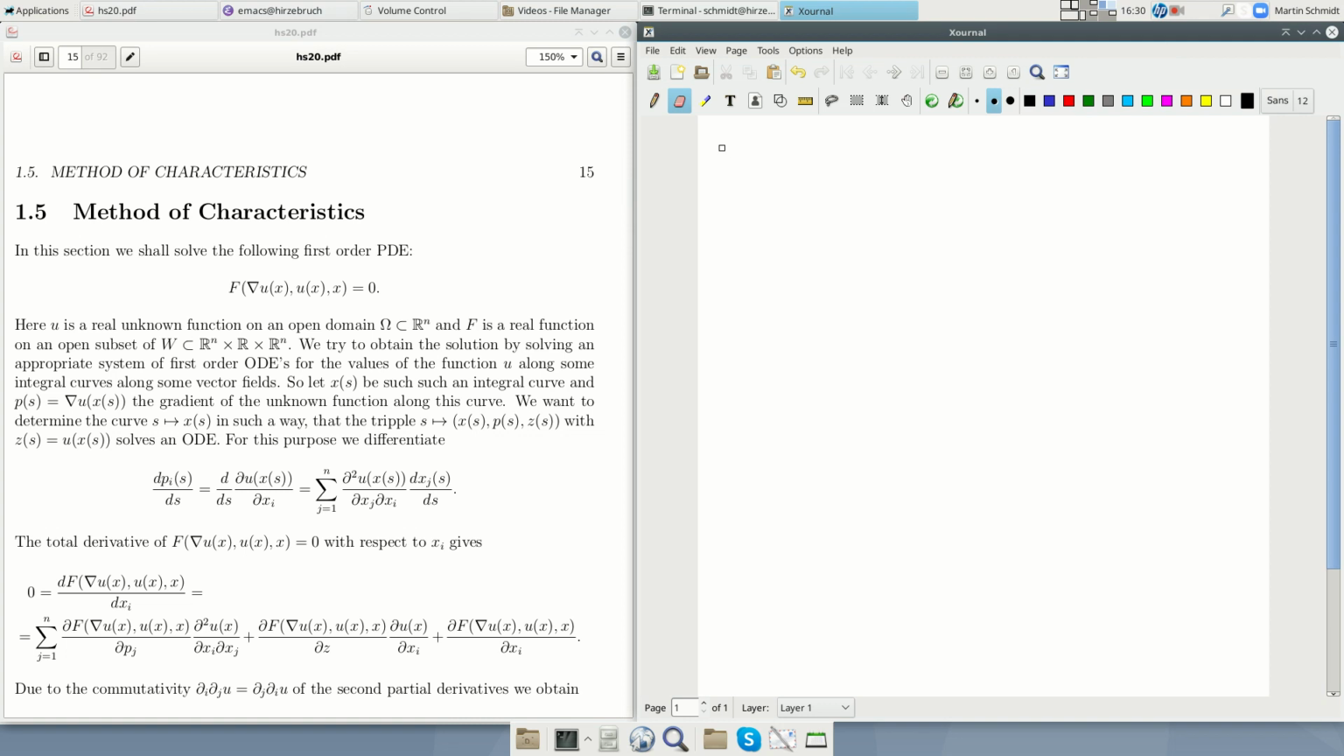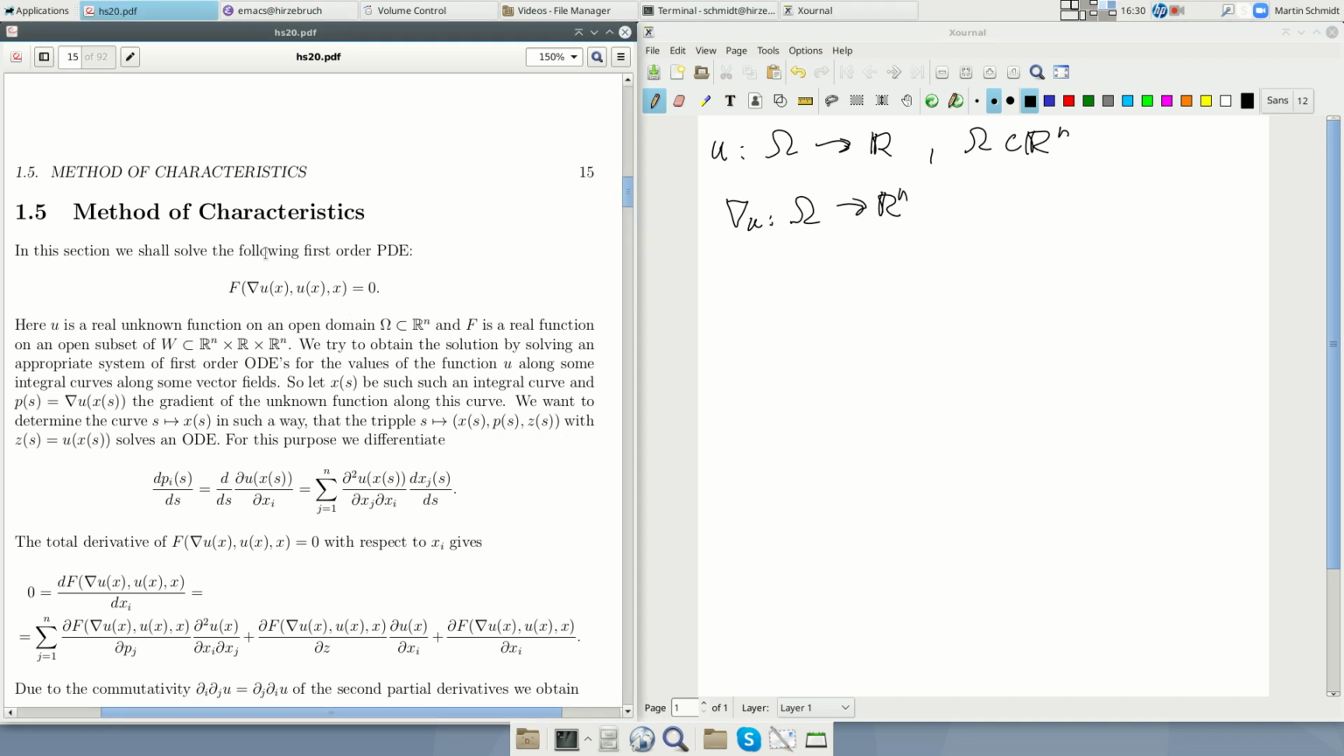So the unknown function u is a real valued function on an open domain in Rn. Omega we call this domain. And then the gradient u is of course a function going from Omega to Rn, so it's a vector field. And x is a vector, so this expression here is now well defined. Also the gradient u is a vector, this is a number, and this is a vector. Okay, so this is our general form of this differential equation.